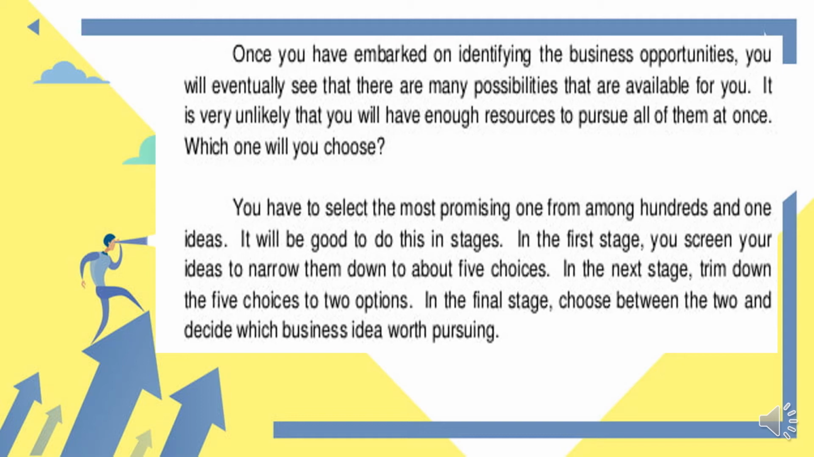In the first stage, you screen your ideas to narrow them down to about 5 choices. In the next stage, trim down the 5 choices to 2 options. And in the final stage, choose between the two and decide which business idea is worth pursuing.